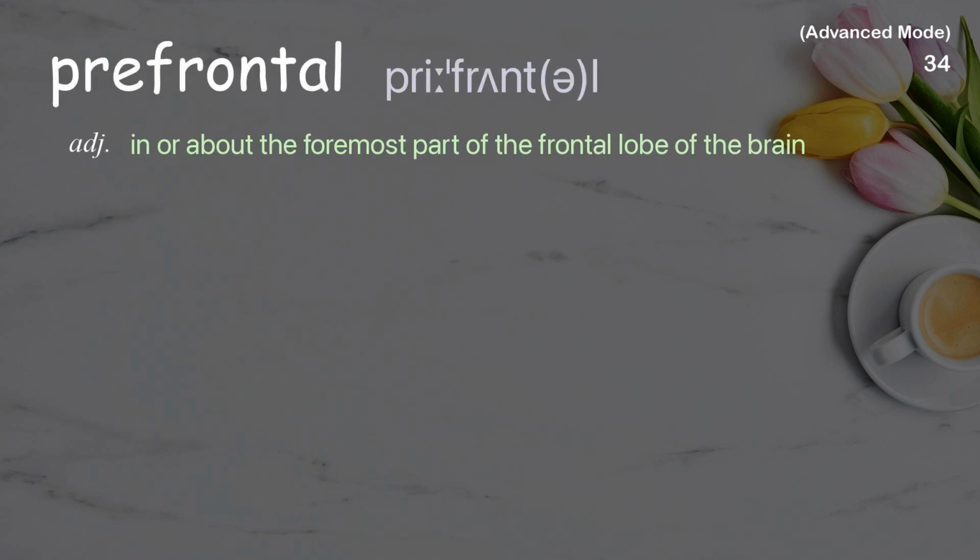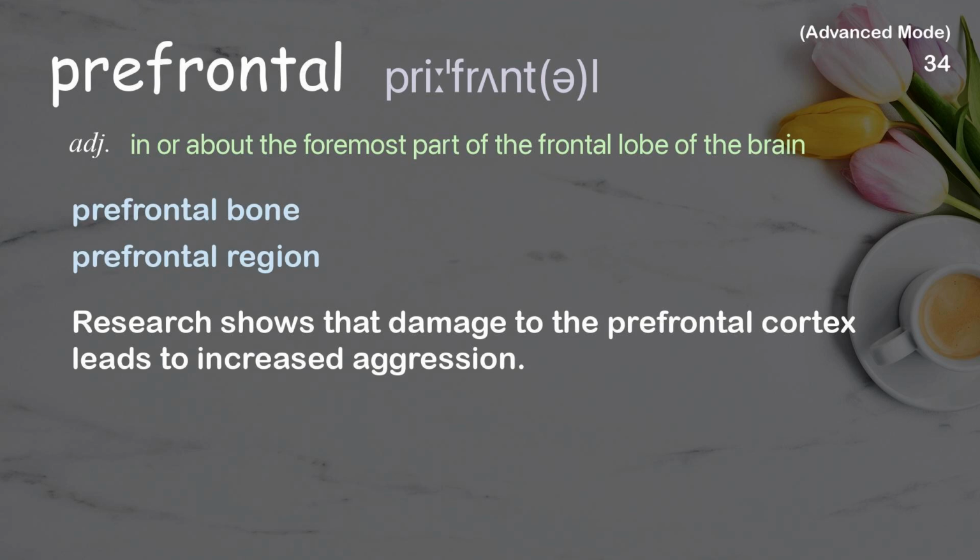Prefrontal. In or about the foremost part of the frontal lobe of the brain. Examples. Prefrontal bone. Prefrontal region. Research shows that damage to the prefrontal cortex leads to increased aggression.